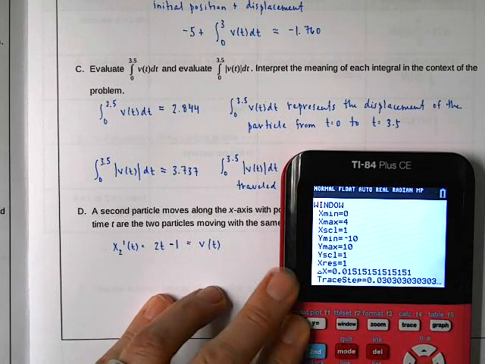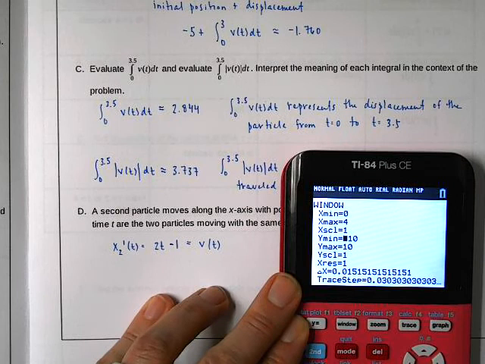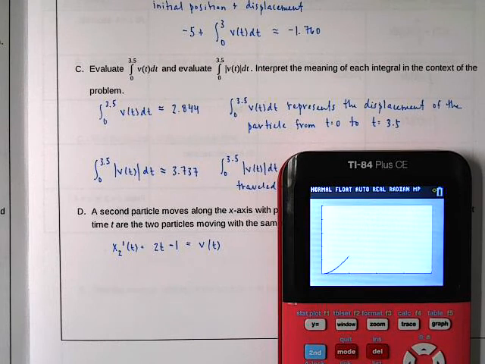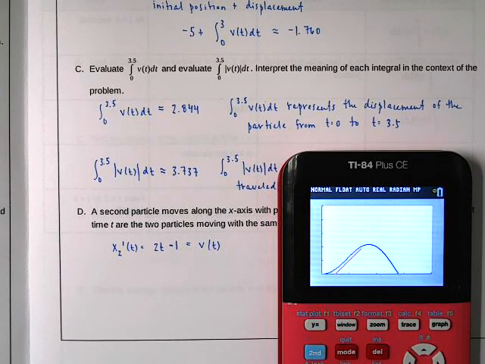And I can change my window. Maybe I'll change my Y from 0 to 5 to be able to zoom in a little better. That'll sometimes help you locate that point a little better. Sorry, this is going to take a little bit for it to graph. And here comes the linear piece.